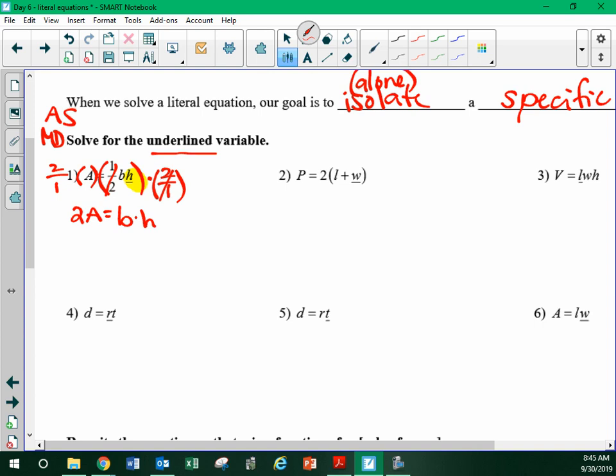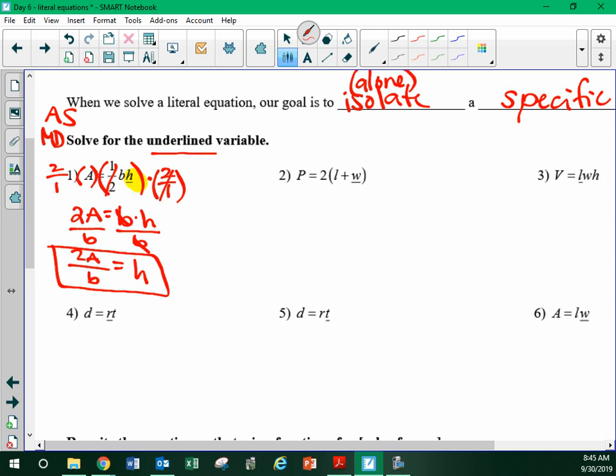Alright, so again, I want to get rid of my b. I have b times h. What's the opposite of multiplying? Divide, good. So I divide both sides by b. Alright, so I have h. And I can't simplify anything over here. This is just 2a divided by b. And that's our answer. And that's what our answers will look like, where we still have those variables because we don't know what those numbers are going to be.